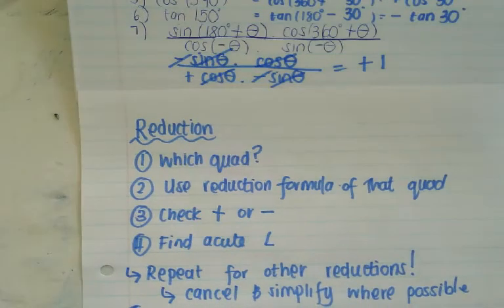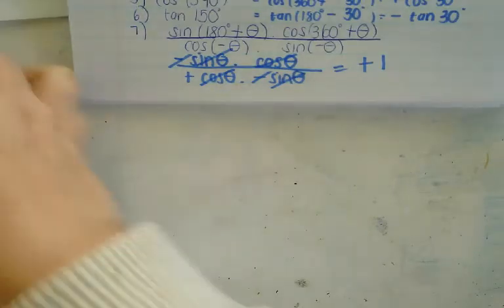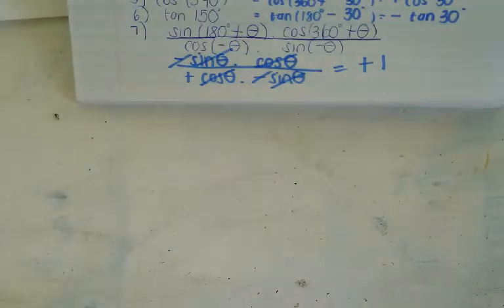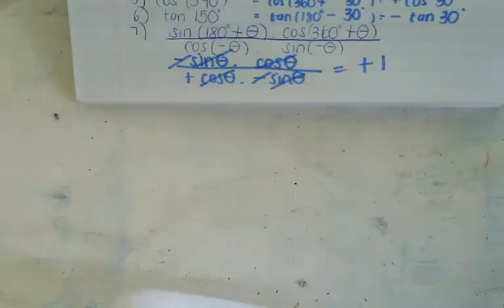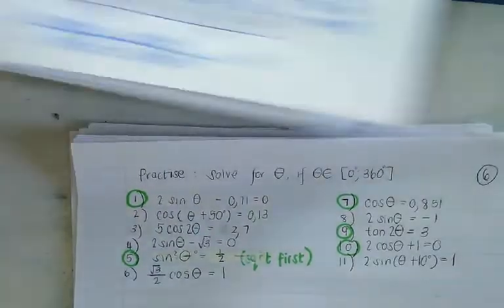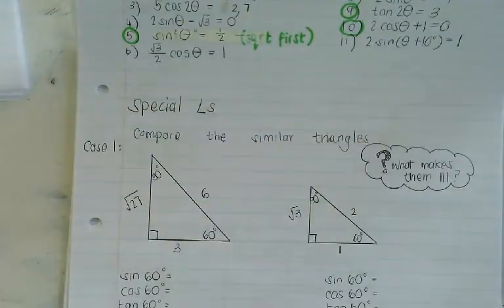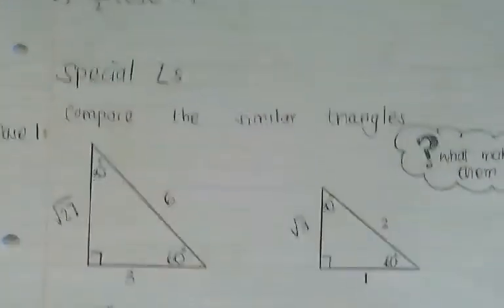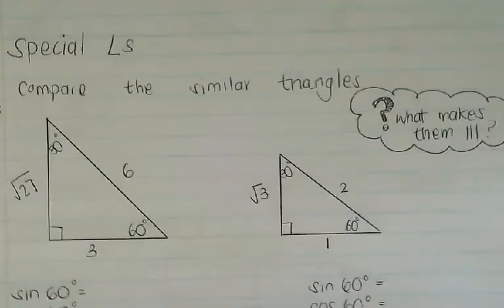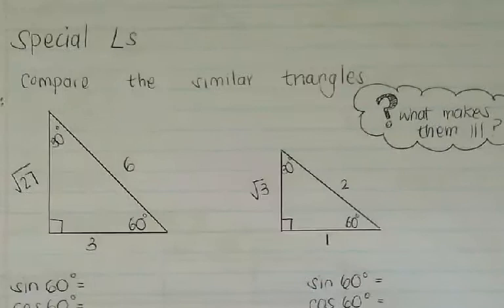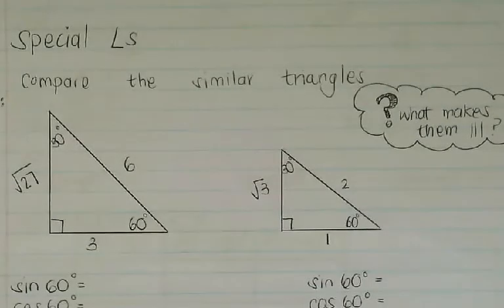Okay, special angles. Now the first bit of it you don't have to write, because I just want to show you where you will get it from. Special angles, I want us to compare these two similar triangles. What makes them similar? Do we remember what similarity means? They have the same angles, all the sides are in proportion.